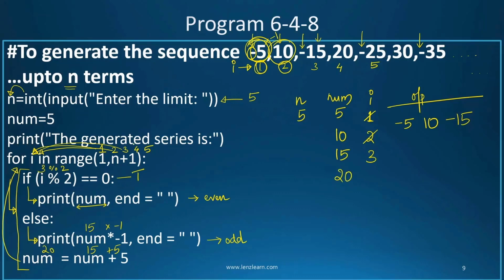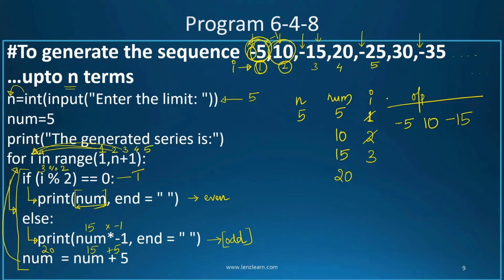Next time it will print the fourth term and the fifth term accordingly. So you should understand, for all the even terms I will just print the value of num. For all the odd terms I will multiply num with minus 1 and print. That is why the minus and plus numbers are coming alternately in the series.